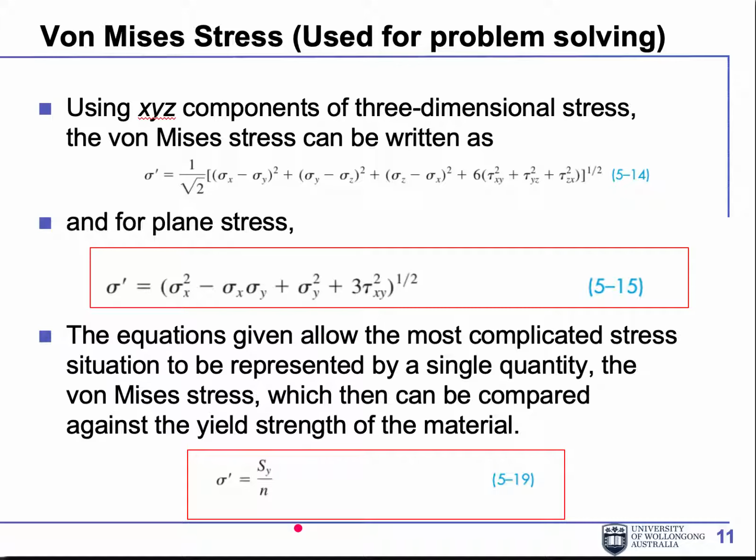So when we solve the problem, like I said, it's always in the two-dimensional case. So this is the easiest equation to use, equation 5.15. Okay? The Vollmer stress is sigma x square minus sigma x sigma y plus sigma y square plus 3 tau xy square. Then you do a square root. And once you calculate the Vollmer stress, the factor of safety is equal to yield stress over the Vollmer stress.